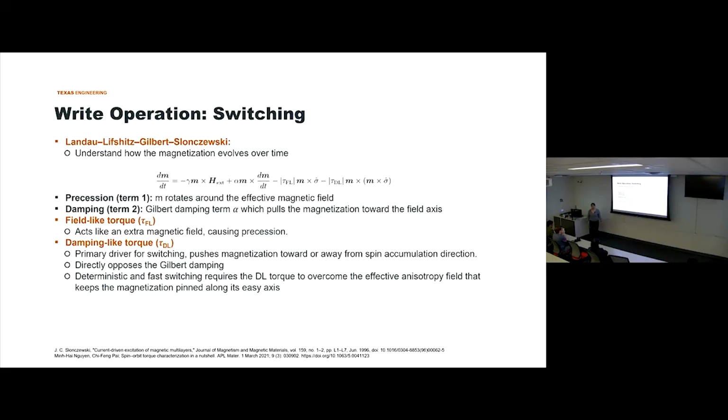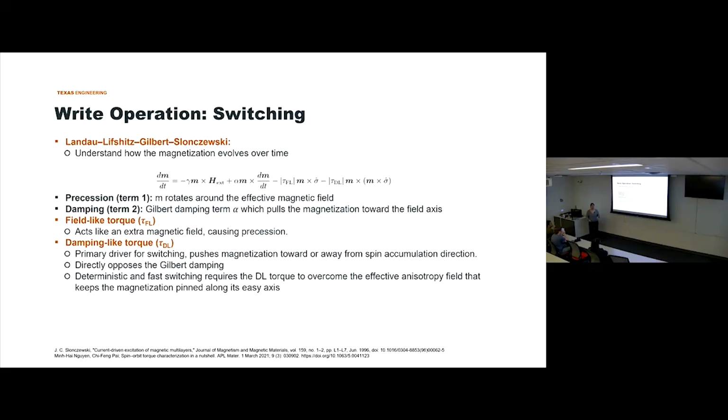Also, going back to the LLG equation that we learned in class, I really want to emphasize the torque components of this to understand how magnetization affects our switching over time. So we have a field-like torque, which acts like an extra magnetic field. And then more importantly, we have a damping-like torque component to it. So this is going to be our primary driver for switching.